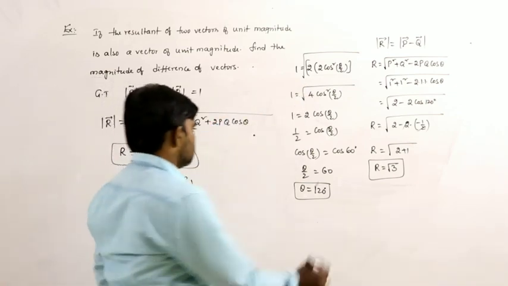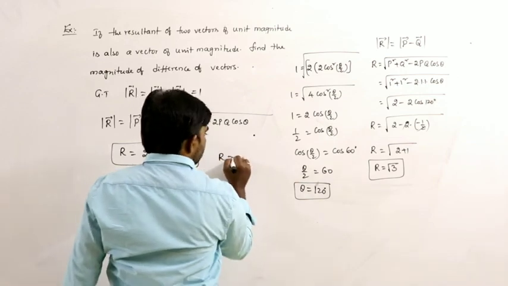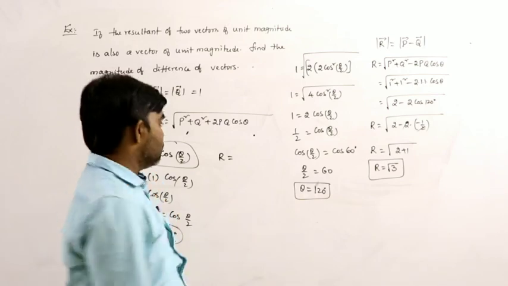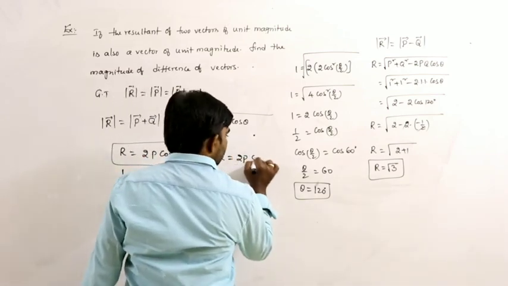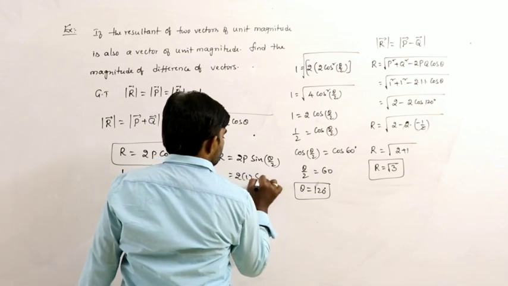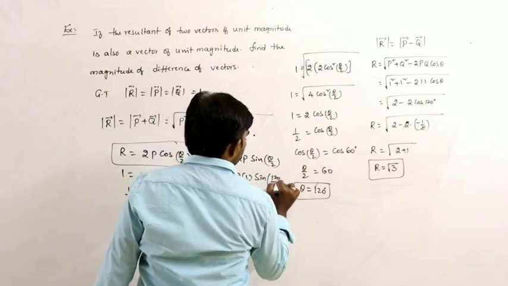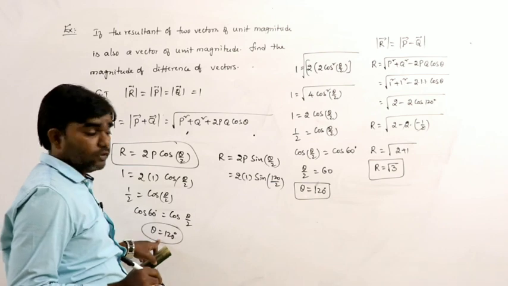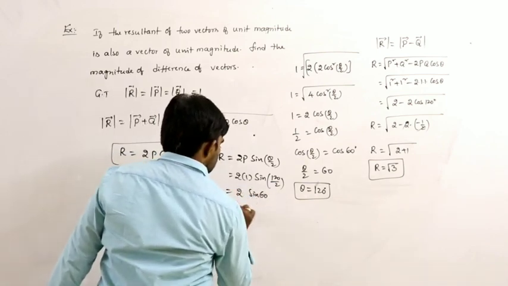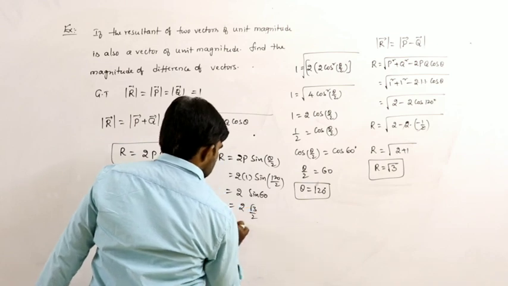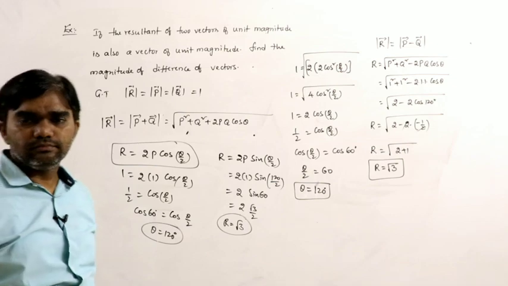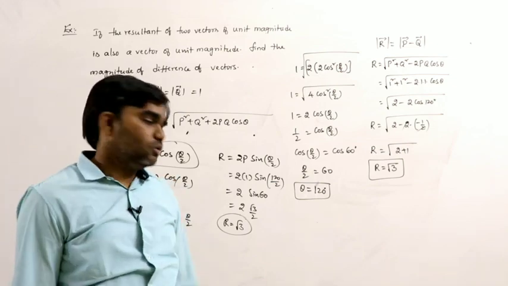And here also. If two vectors are of equal magnitude, what is the difference of the two vectors? We can write 2P sin theta by 2. So 2P is 1, and sin of 120 by 2. Here the angle we got is 120, so that is 2 into sin 60. Sin 60 is root 3 by 2. So R is equal to root 3.